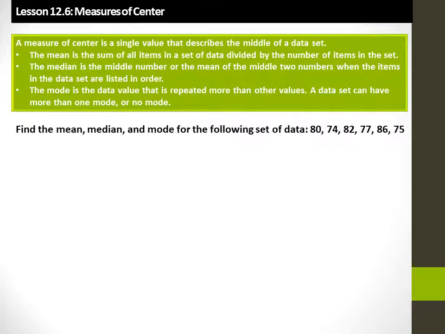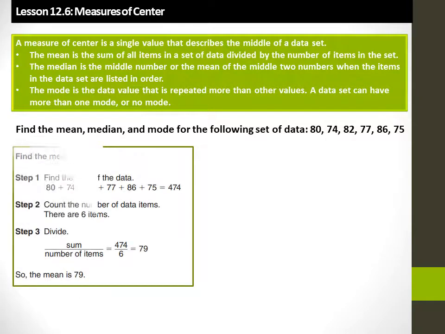Find the mean, median, and mode for the following set of data. Let's find the mean. To find the mean, first we need to find the sum of the data. 80 plus 74 plus 82 plus 77 plus 86 plus 75 is equal to 474. Then we need to divide this sum by the number of items. In this case, we have 6 items. So the mean is equal to 474 over 6, which is equal to 79.